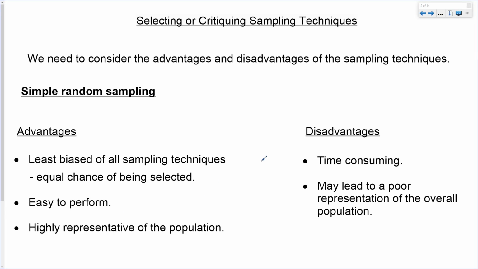The disadvantages of a simple random sample are that it could be time consuming and quite tedious to perform. And sometimes it may lead to a poor representation of the overall population. So the random sample may contain more females than males, for example.